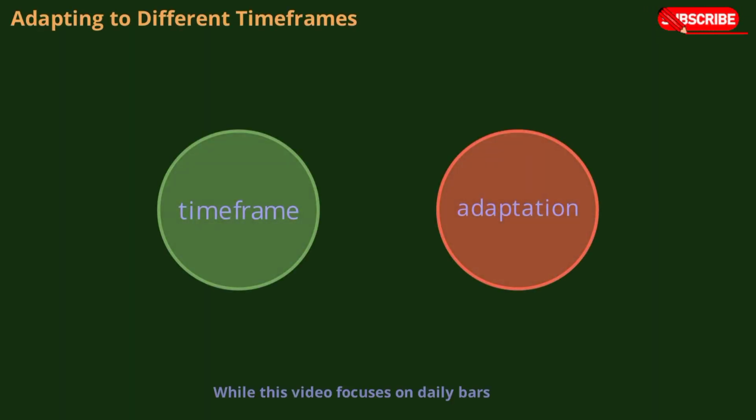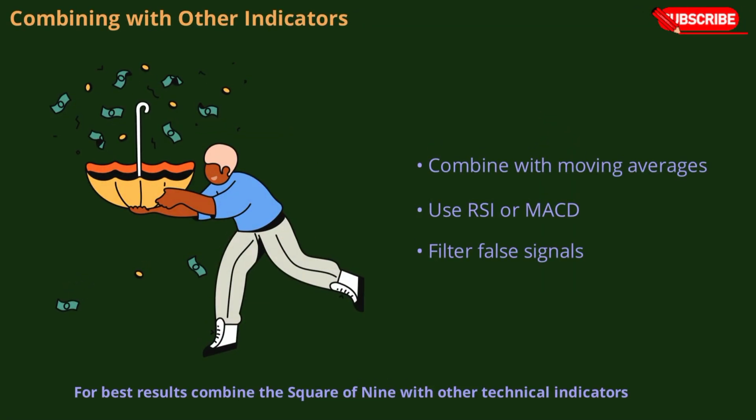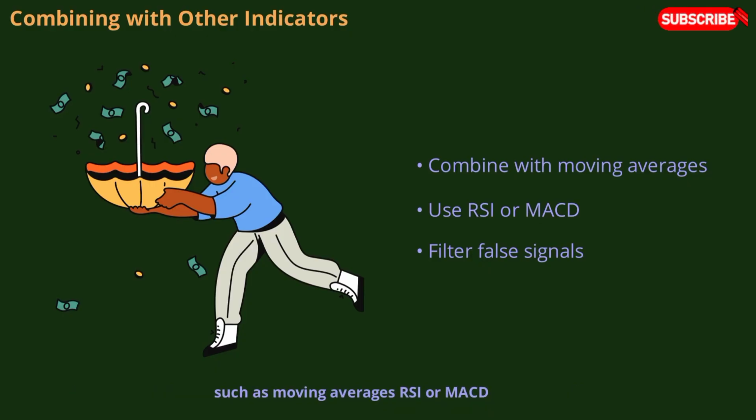While this video focuses on daily bars, the squaring technique can be adapted to other timeframes such as weekly or intraday charts. The principles remain the same, but the data points and degree conversions will vary based on the timeframe you choose. For best results, combine the Square of Nine with other technical indicators such as moving averages, RSI, or MACD. This multifaceted approach increases your confidence in trade signals and helps filter out false positives.